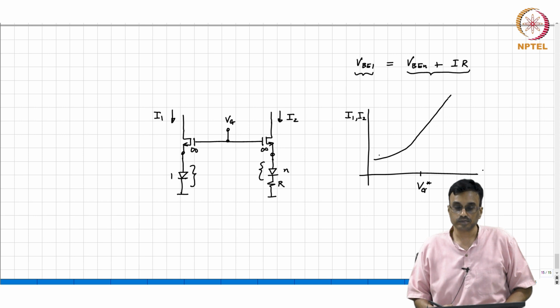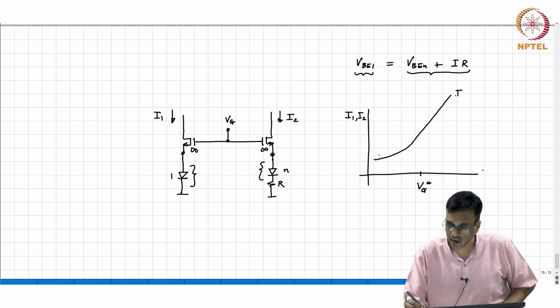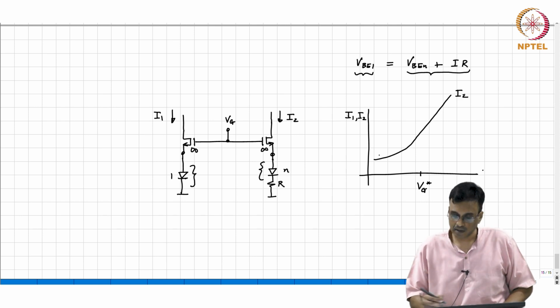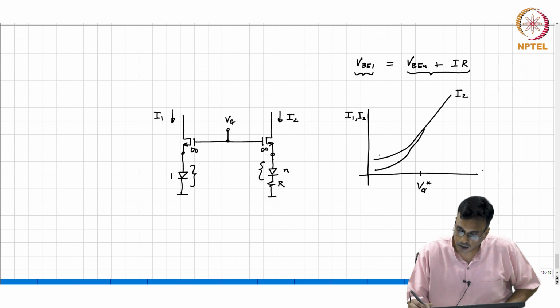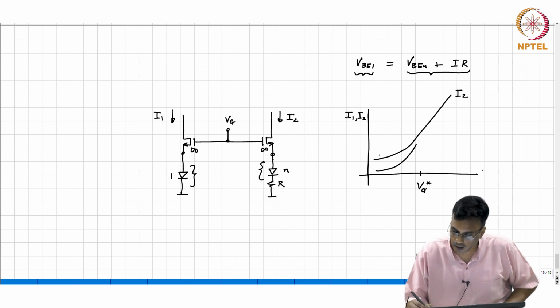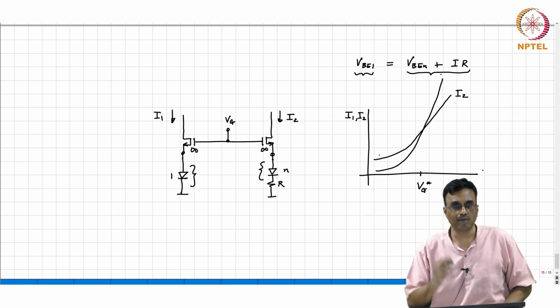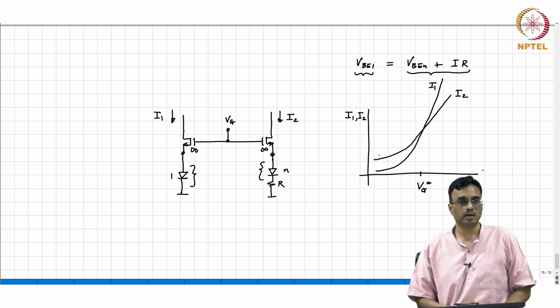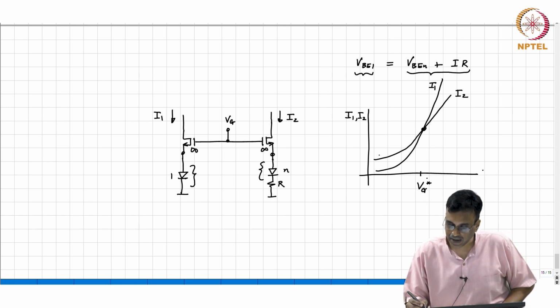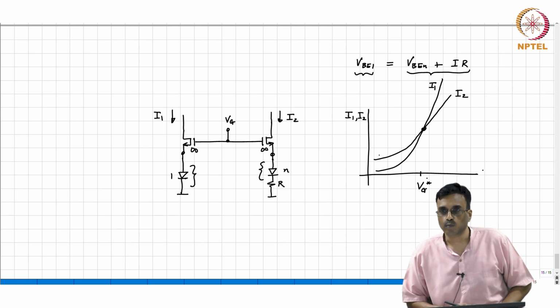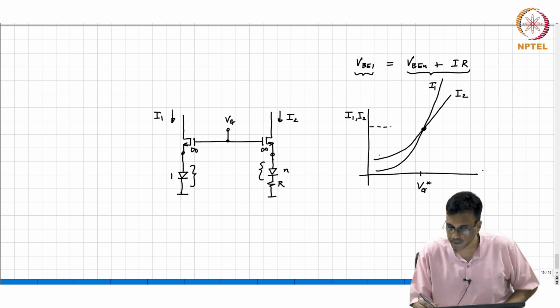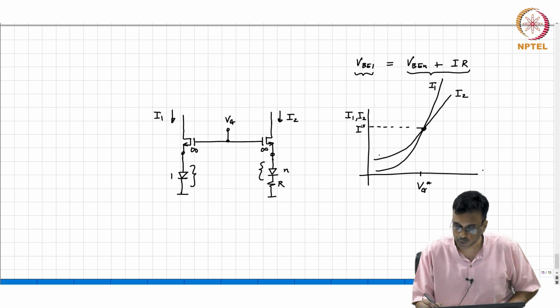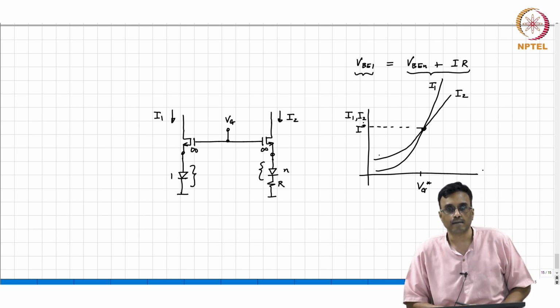What about I1? This is I2. I1 will just simply keep going exponentially for all values of Vg. So this is I1. So for the magic value of Vg star, both the currents will be the same. Let me call that I star. And what is so special about I star? I star is a PTAT.